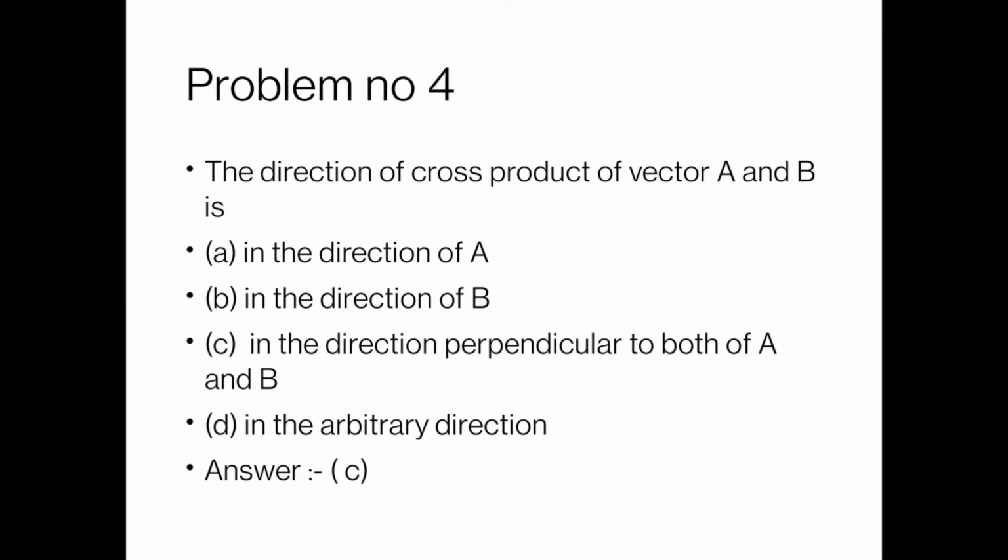Now problem number 4. The direction of the cross product of vectors A and B is. The first option is in the direction of A, second one is in the direction of B, third one is in the direction perpendicular to both A and B, and fourth one is in an arbitrary direction. And the correct answer is, the direction of the cross product of vectors A and B is perpendicular to both A and B. The resultant vector is perpendicular to both A and B.